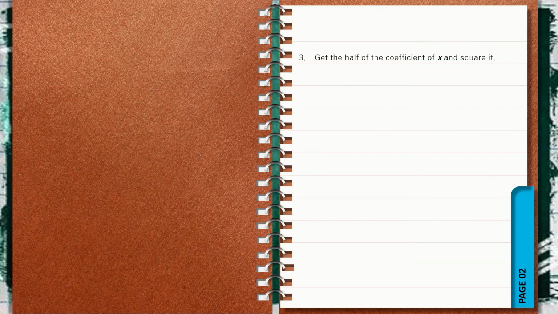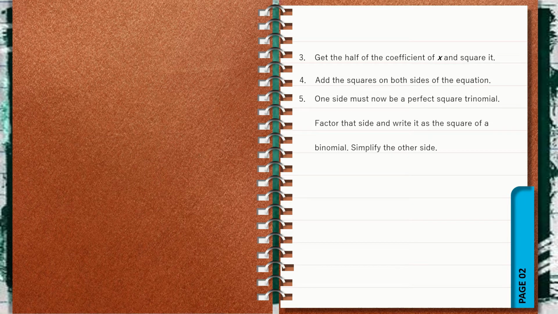Step 3. Get half of the coefficient of x and square it. Next, add the square to both sides of the equation. Fifth, one side must now be a perfect square trinomial. Factor that side and write it as the square of a binomial. Simplify the other side. And last, use the square root property to find the solution.